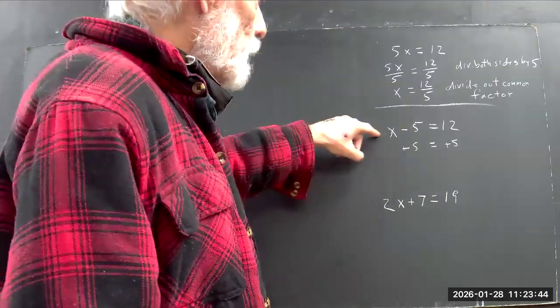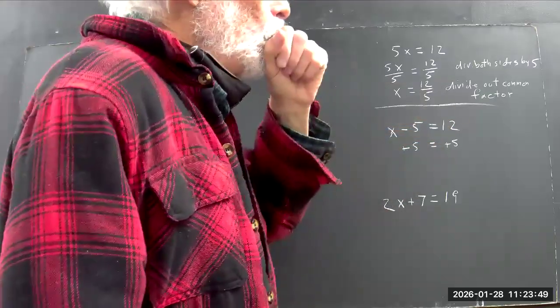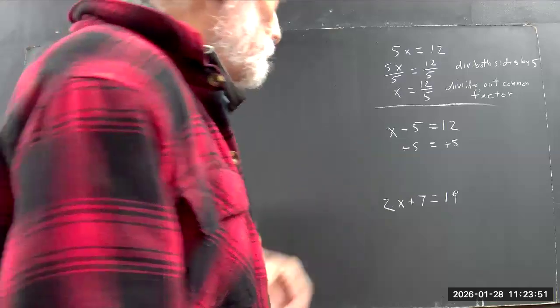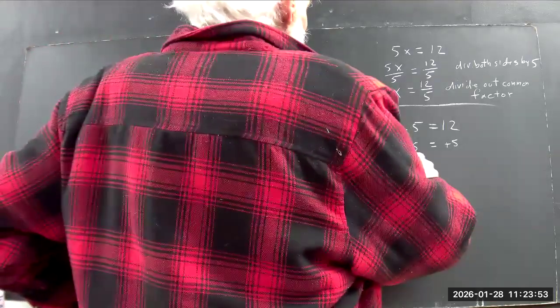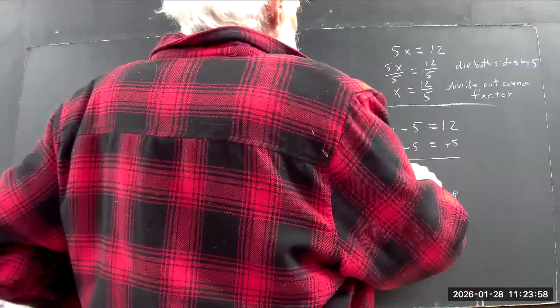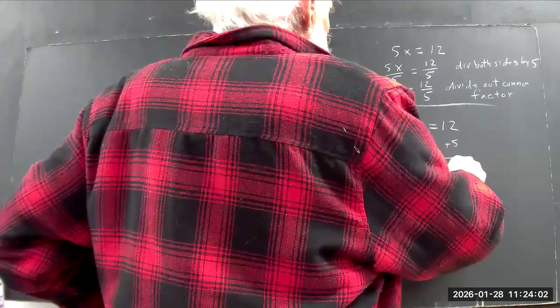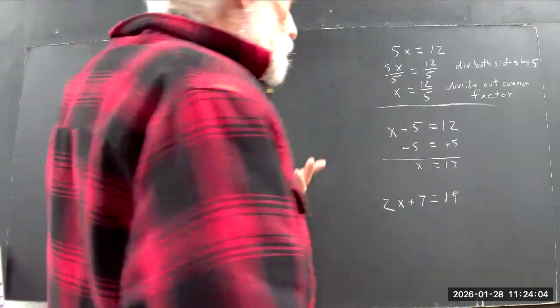Adding 5 to the x minus 5 is going to leave us with x. Adding 5 to 12 is going to give us 17. So in pretty much one step, we get x plus 0 equals 17, and there's our solution.